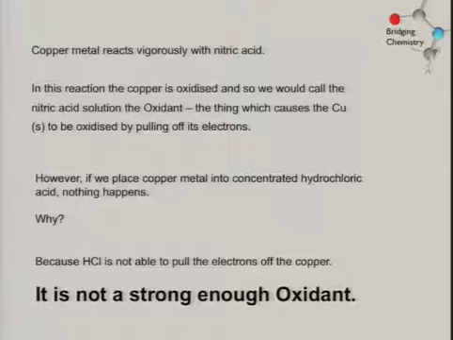Well, the difference is because HCl is not able to pull the electrons off the copper. It is not a good enough oxidant. So we have two acids. One of them is able to pull electrons off a copper and turn it into copper 2+. The other one is not able to, and so the copper doesn't react.